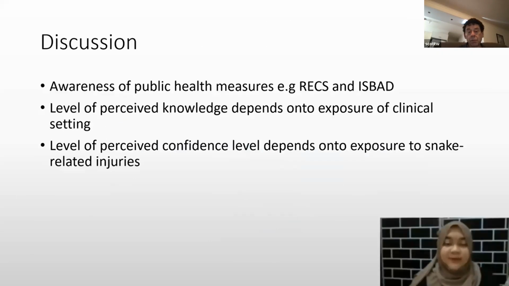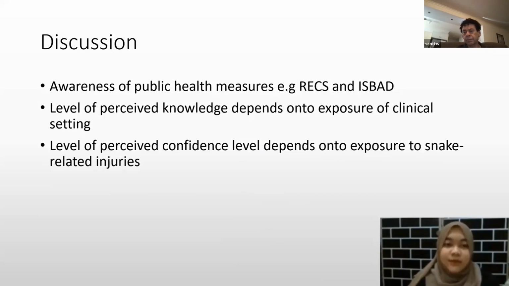For discussion, we have explored awareness of public health measures, such as awareness of existing risk management support systems like remote evaluation and consultancy services, and acknowledged the effort of the World Health Organization in commemorating September 19 as International Snakebite Awareness Day. Secondly, we have discussed the level of perceived knowledge that may differ from one population of medical students to another population of medical students.